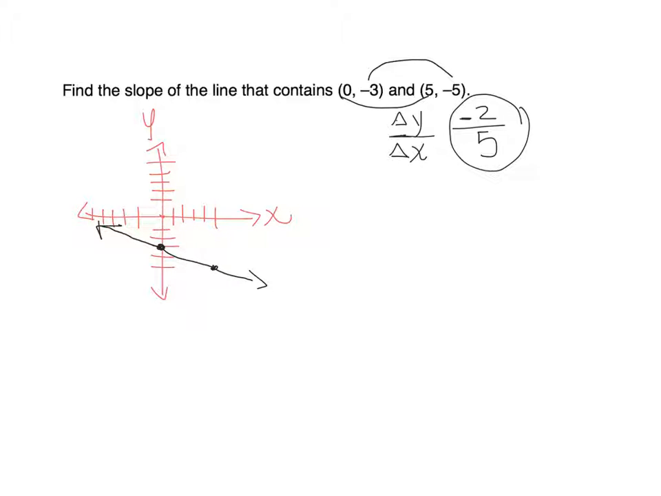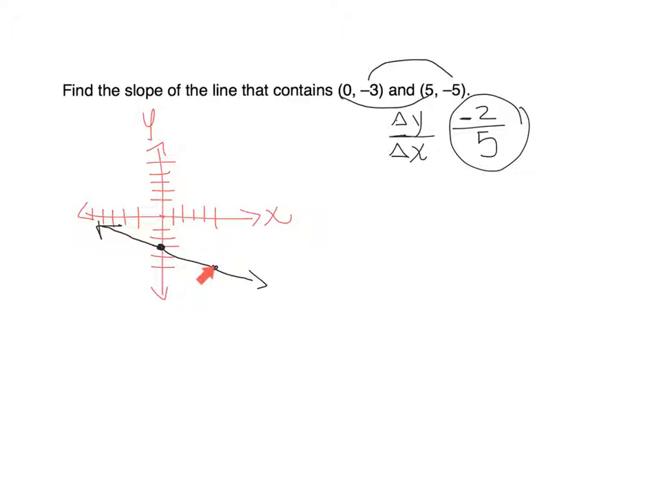This isn't the best graph, so it's a little bit harder with the graph, but to get from this point to this point, since we read left to right, I'm just picking to start here and get to my point further to the right. So if I'm here, I'm going to go down 2, 1, 2, and over 5, 1, 2, 3, 4, 5. And that's how I know my slope is -2 over 5.